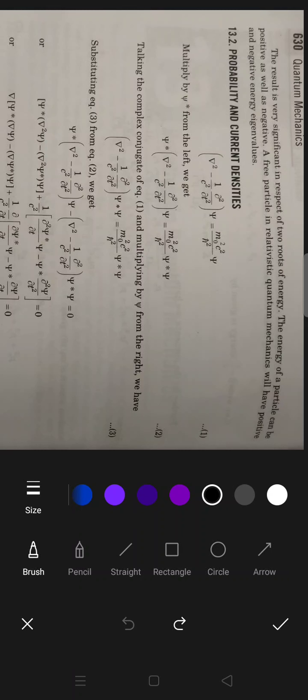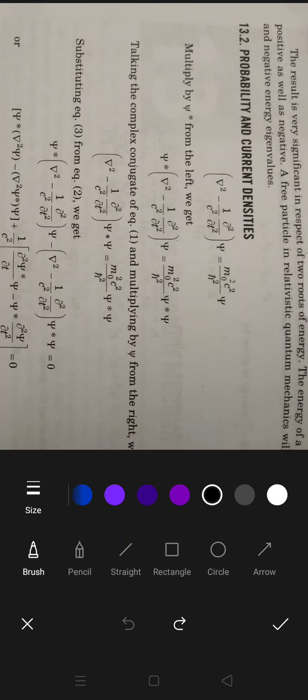My last lecture was the derivation of the Klein-Gordon equation for a free particle. In the last lecture, I introduced relativistic quantum mechanics. So this is the Klein-Gordon equation for a free particle. Today we are going to discuss the probability and current densities of a wave function.